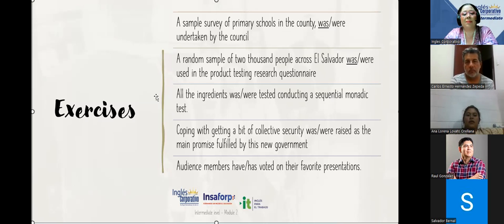All the ingredients were tested, conducting and sequential monadic test.